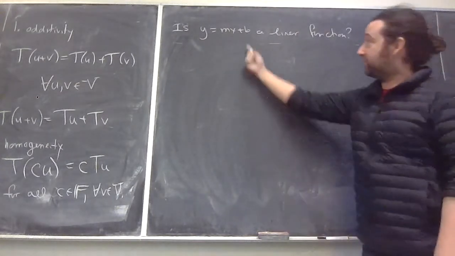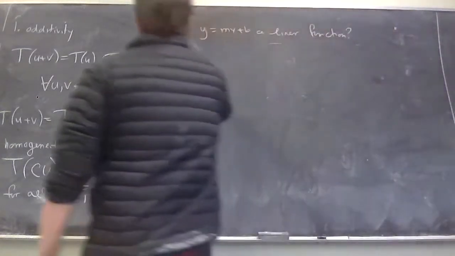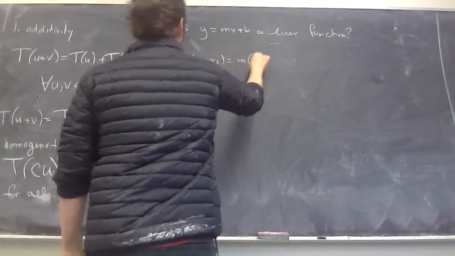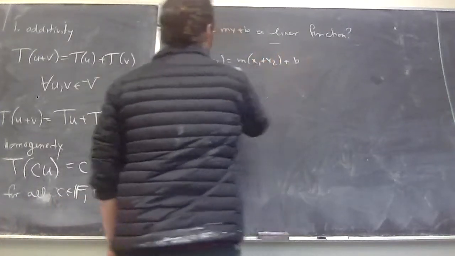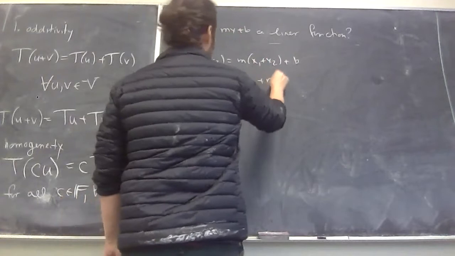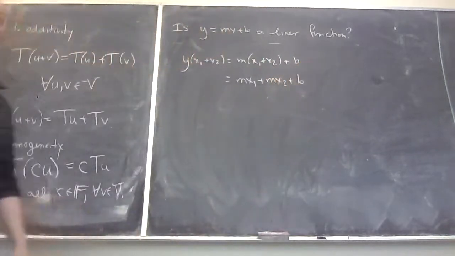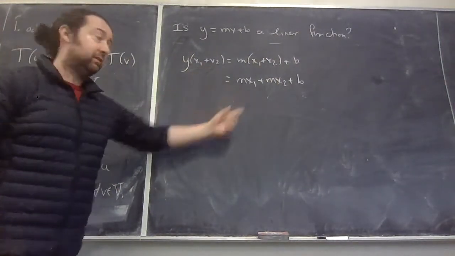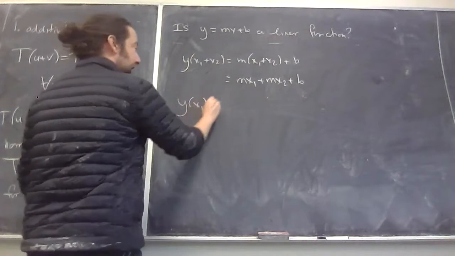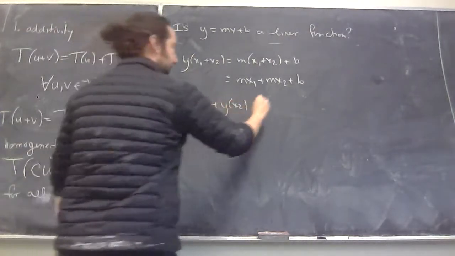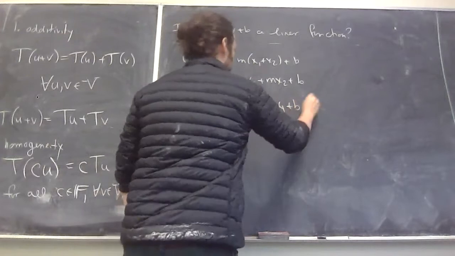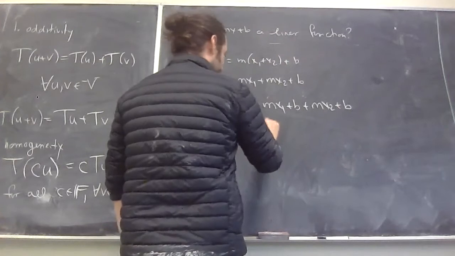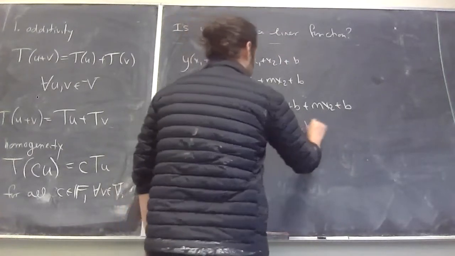The reason it's no is because of this b, right? y of x1 plus x2 is equal to m times (x1 plus x2) plus b, which is mx1 plus mx2 plus b. If I add vectors in the input and I compute the output, this is what I get. But if I compute y of x1 plus y of x2, I get mx1 plus b plus mx2 plus b, which is m times (x1 plus x2) plus 2b.